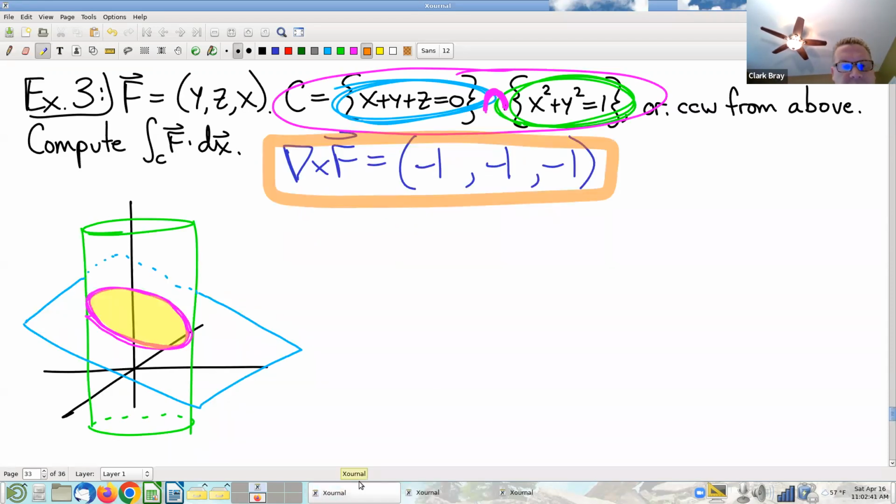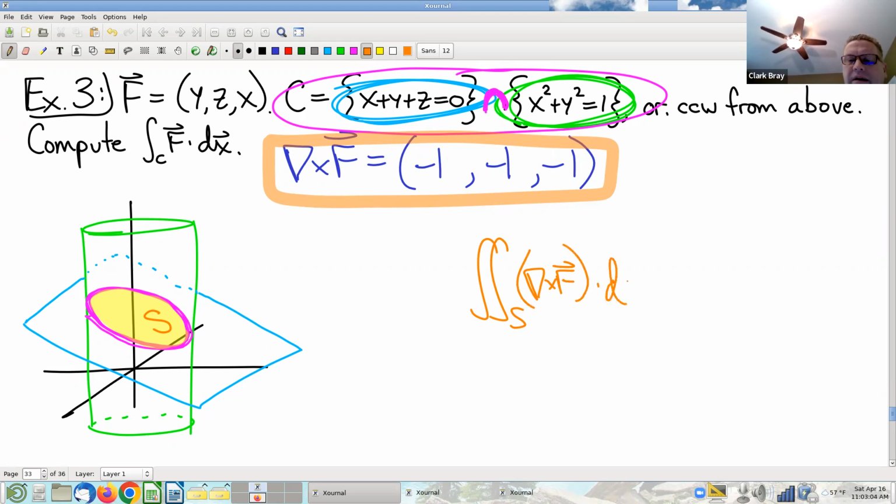Okay. All right. So I need to compute then, let's see here. So I'm going to call this surface S. I need to compute the flux through S of the curl dot dS, and so you can plug and chug. And again, I'm going to leave the details to y'all to work out, if you're so inclined, of course.